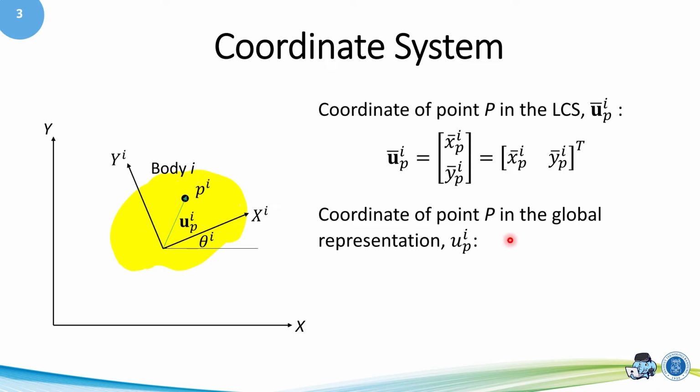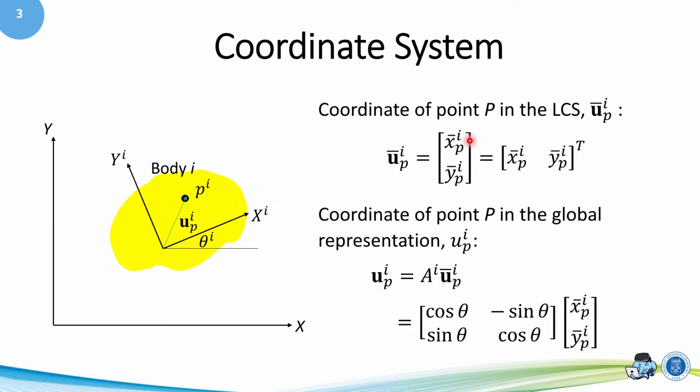What does the global representation mean? It means the position of Pi in the LCS that has the same orientation as the GCS, the global coordinate system. So we just need to rotate this coordinate system by using the rotation matrix. So the coordinate of the point P in the global representation upi can be defined as Ai times ūpi.